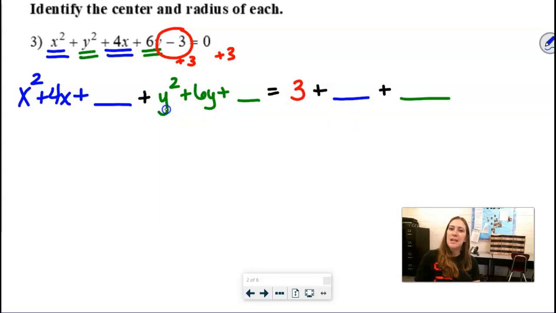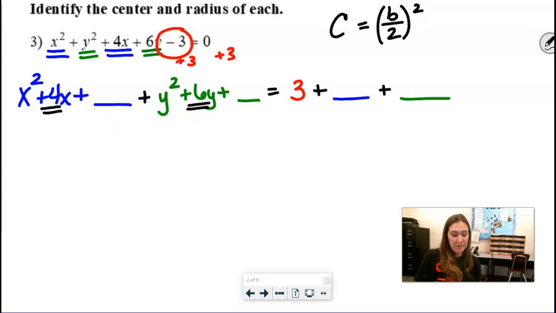You're going to use that same formula for how we find that last term. We called it finding the C. What you do is you take the middle term and you cut it in half, and then you square it. So here's your middle term for the blue stuff, and here's your middle term for the green stuff, all right? So 4 cut in half is 2, and then 2 squared is a 4.